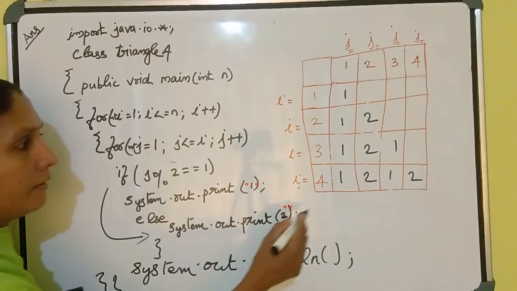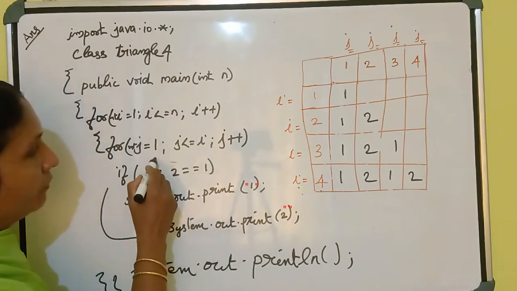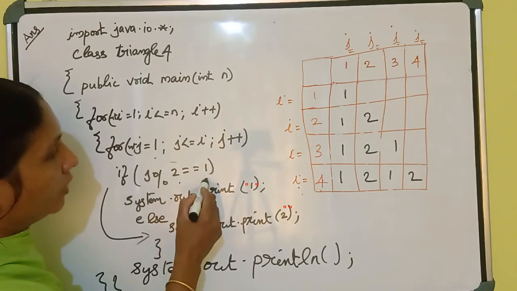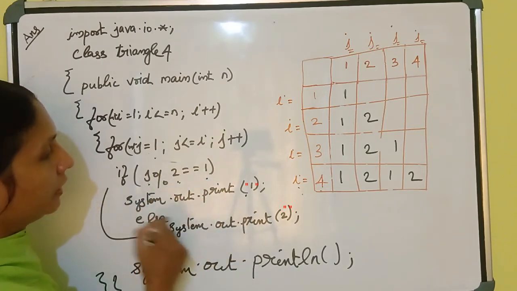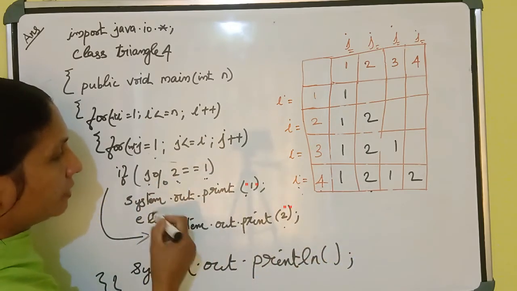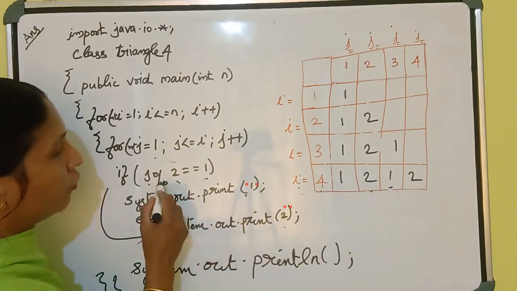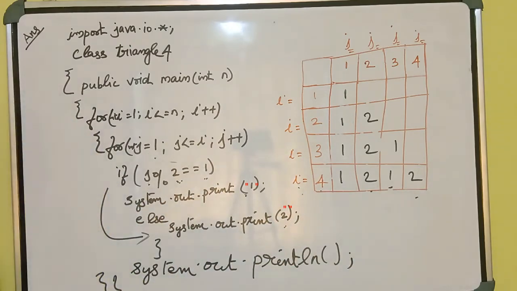Then it will print 2. In the last row, the value of i is equal to 4. But j is starting from 1. Then 1 mod 2, you will get 1. 2 mod 2 is equal to 0. Then it will print 2. 3 mod 2, you will get 1. That time it will print 1. See, 4 mod 2, you will get 0. That time it will print 2. Like this way, it will work.